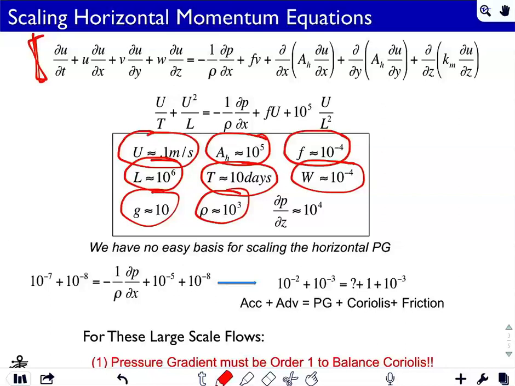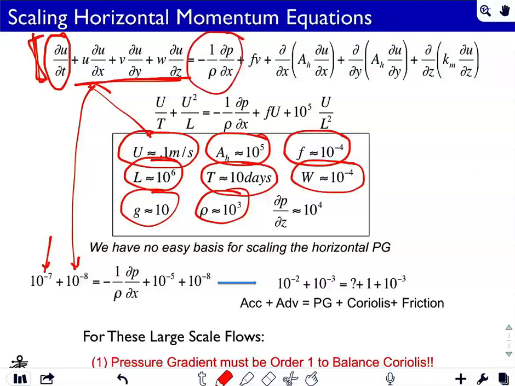We go back, we plug these in, and we can rescale the equations, and we find out that the order of magnitude of this term here, the acceleration, is 10 to the minus 7. The order of magnitude of all the advection terms is the same, the nonlinear terms, 10 to the minus 8. On the right-hand side, we have the pressure gradient, which we don't have a good way to evaluate the magnitude of, so we'll leave that for a second.